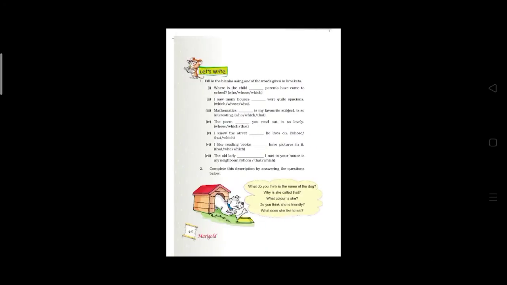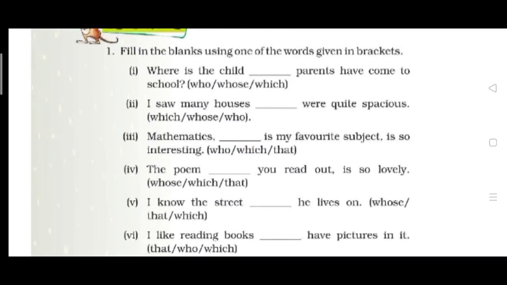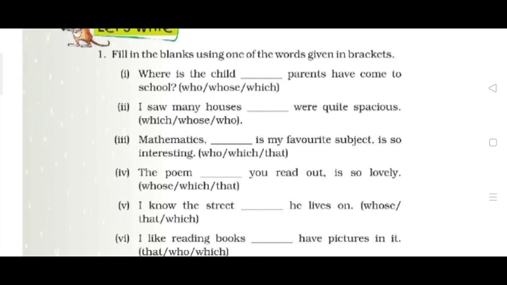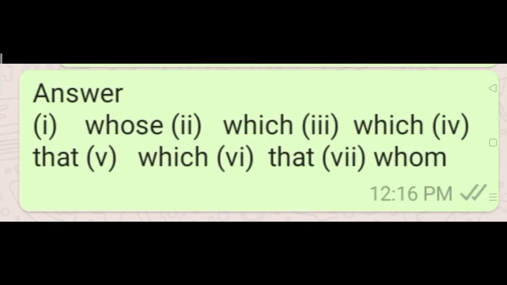Then the second one: I saw many houses dash were quite spacious. Before the dash they have given the word houses. This is a non-living thing. Then after the dash they have given an auxiliary verb. So which, whose, who, what will come? I already told you that whose and who will mostly refer to human beings. Here before the dash you can see the word houses. This is a non-living thing, so in this place only which will come. So the second answer is which.